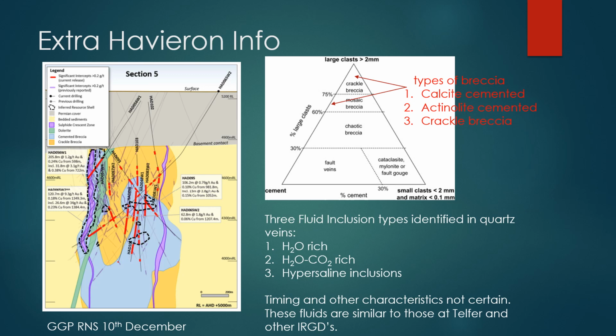It is also very similar to Telfer, where there were 5 different fluid inclusion types, and these 3 were present there as well. Now, the timing of the intrusions and some other characteristics when comparing Telfer and Havieron are not as certain. The timing of Havieron may be later, we're not really sure, but the point is that the fluids are very similar to those at Telfer and other intrusion-related gold deposits.